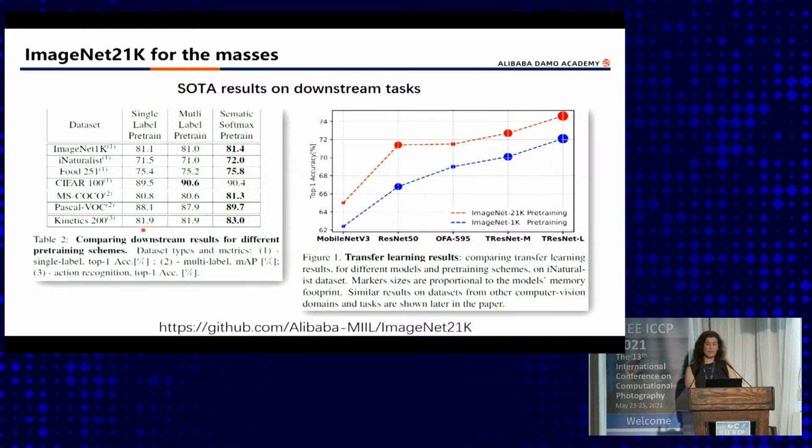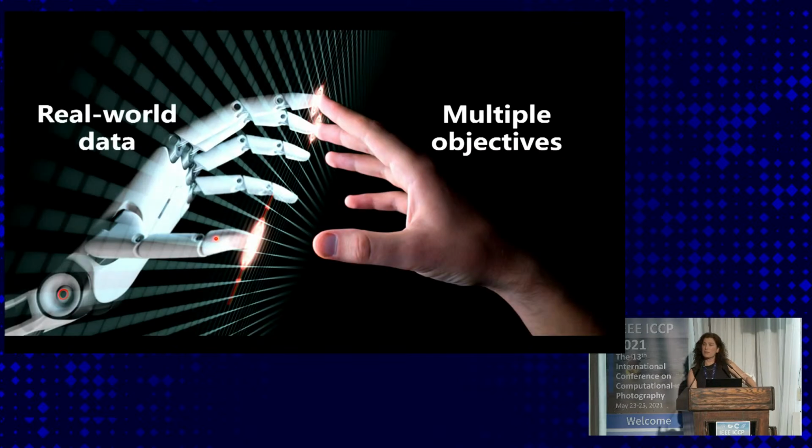The table on the left shows you that this is not just for iNaturalist. So even on ImageNet 1K, on iNaturalist, on Food 251, CIFAR 100, MS Coco, Pascal, and Kinetics 200, on all those data sets, fine-tuning using the pre-train from ImageNet 21K gives you a boost. So this is why we decided to release this to the community and make it accessible. So this is one of the ways.